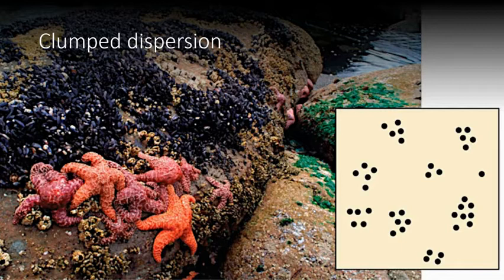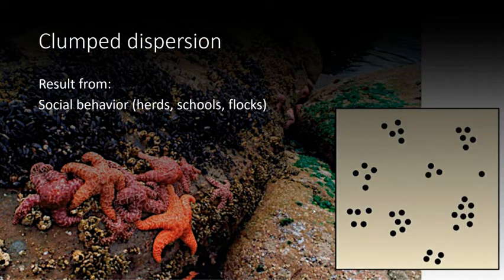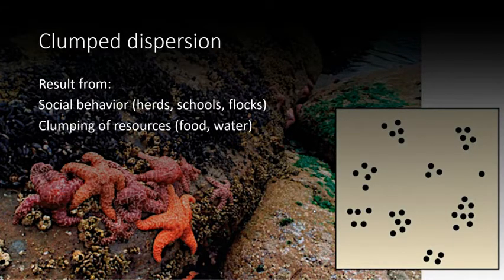For example, clump dispersion, right? All these individuals are close together, and you can see that in the photo with the starfish all being clumped around each other. Clump dispersion results from social behavior, right? Schools of fish, flocks of geese, herds of sheep, all have social interactions, and that keeps them together. Resources can be clumped, right? If you have an oasis in the desert where there's water, animals will tend to clump around that water. Also food, right? If food is clumped, then organisms will clump around that food.